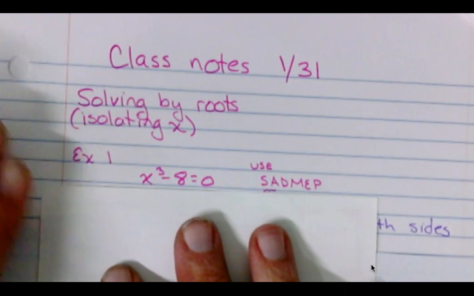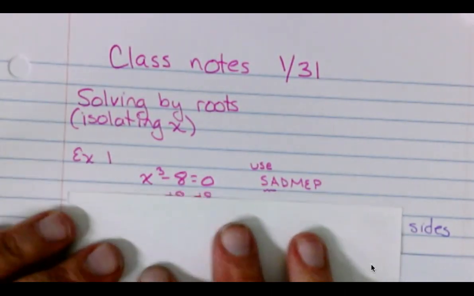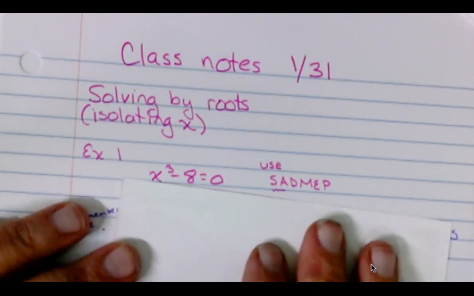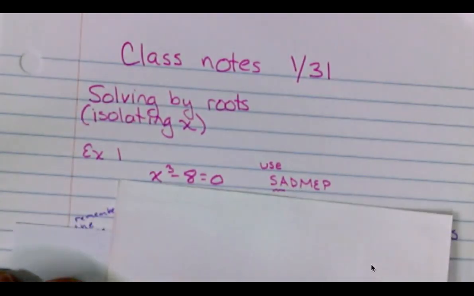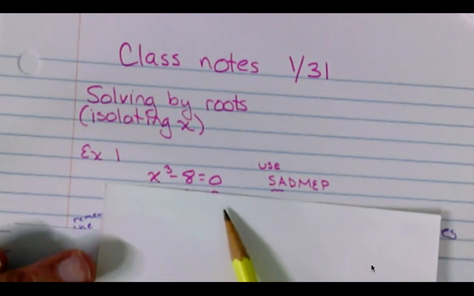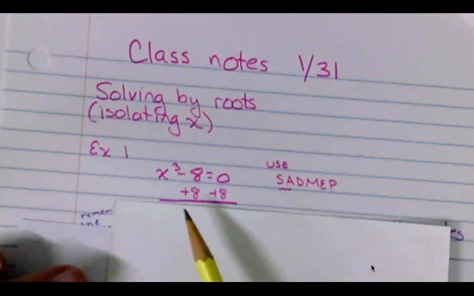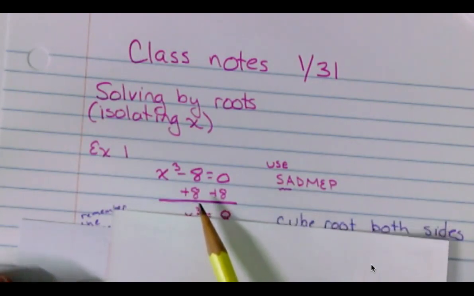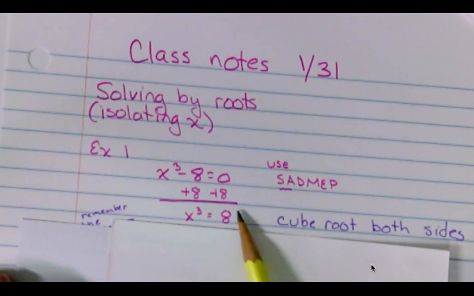And we wrote down our first example, which is x to the third minus 8. And we discussed how we were going to use SADMEP, which is the backwards version of PEMDAS. So the SA in SADMEP means you're subtracting or adding anything that is subtracted or added to the x. So we add 8 to both sides, and we get x to the power 3 equals 8.